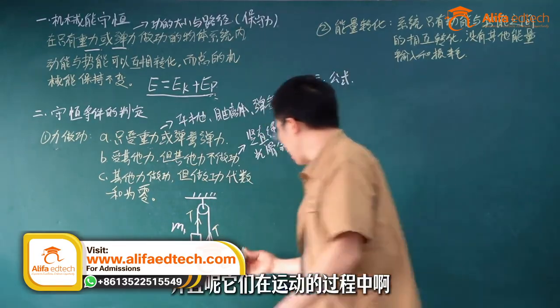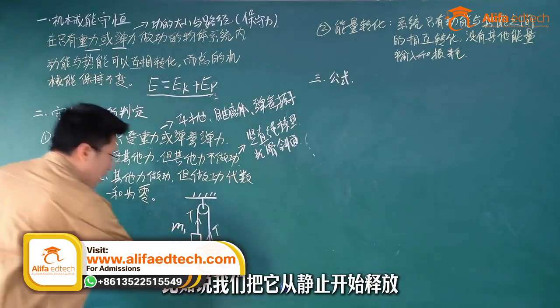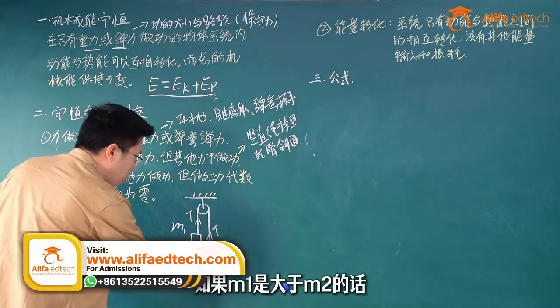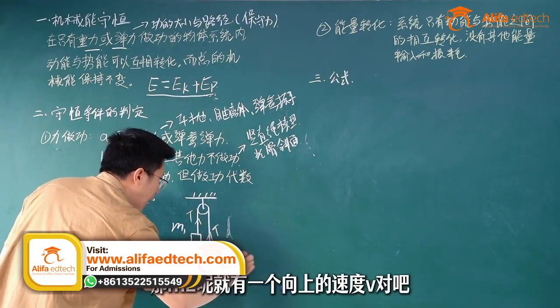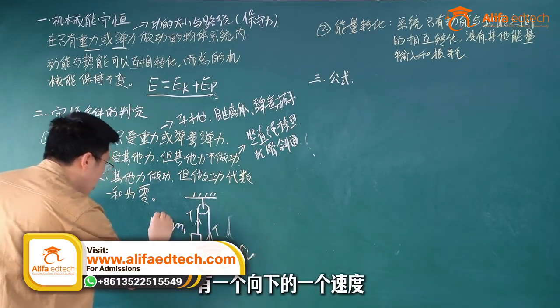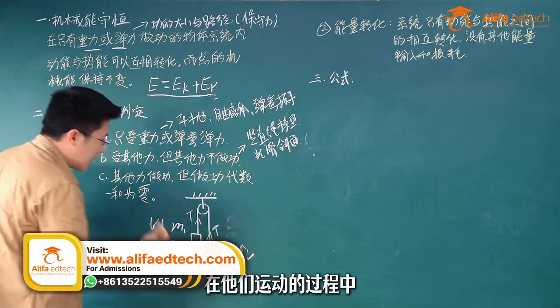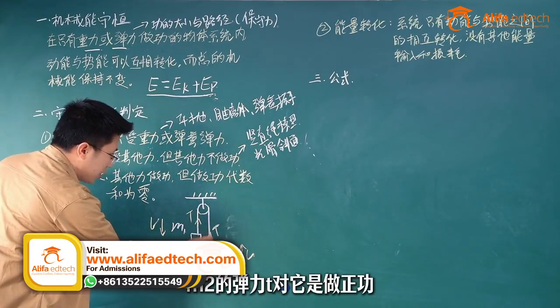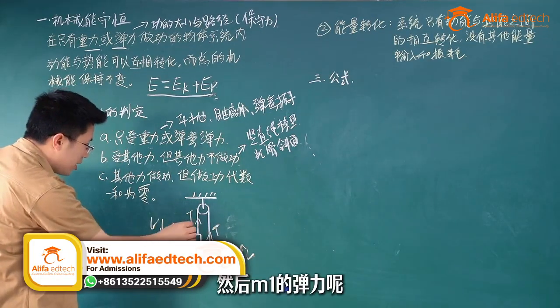Moreover, during their motion, for example, if we release them from rest, and if M1 is greater than M2, then M1 will move downward and M2 will move upward with an upward velocity v, right? Meanwhile, M1 will have a downward velocity. All right, so we can see that during their motion, the tension T on M2 does positive work, while the tension on M1 does negative work.